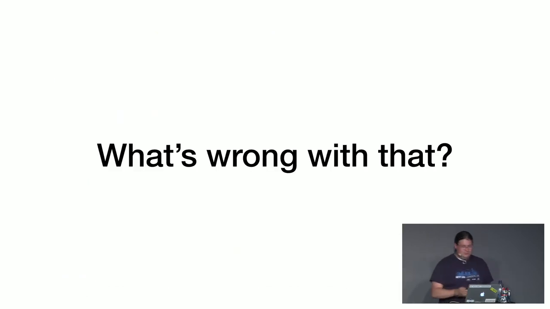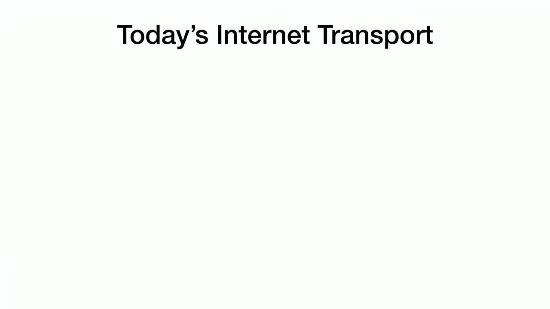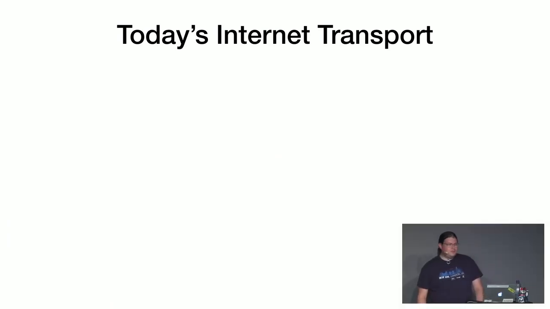So, simple question, what's wrong with that? And I'm not thinking about modern APIs, but just what's wrong. If you accept that C is programmed that way, what's still wrong with that? And the answer is, today's internet transport has changed. We're not in 1983 anymore, and therefore, a few things changed.